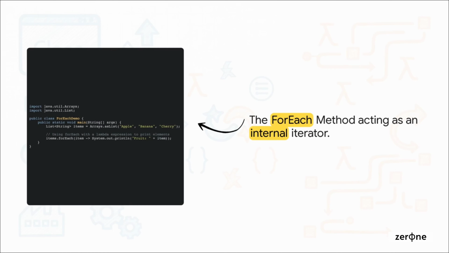Traditional Java relied heavily on external iterators, the classic for or while loop, where you manually incremented a counter. The forEach method completely eliminates those traditional loops. It acts as an internal iterator. You simply provide a consumer action, like a Lambda expression that prints the item, and the collection itself handles applying that action sequentially to every single element.